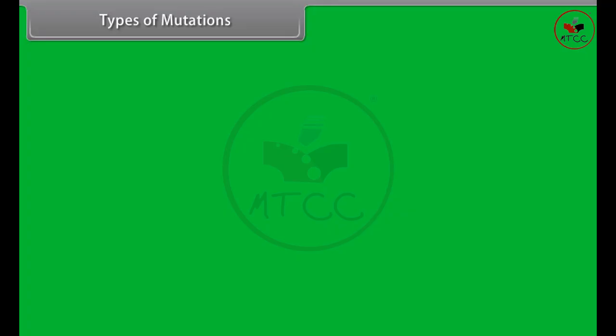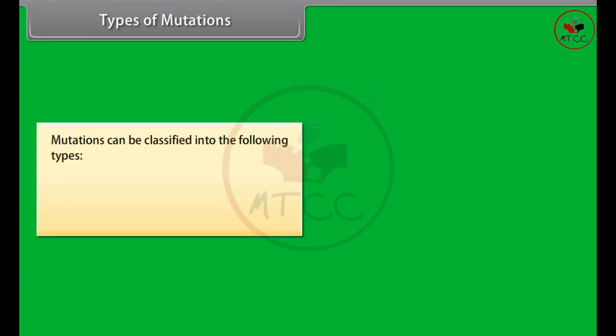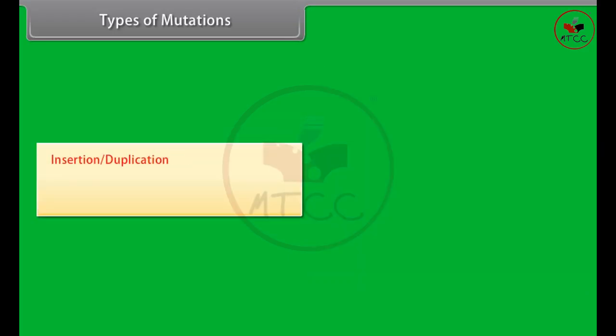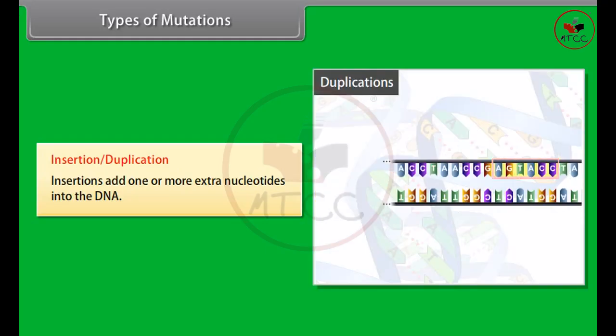Types of mutations. Mutations can be classified into the following types. Deletion. Deletions remove one or more nucleotides from the DNA. Insertion or duplication. Insertions add one or more extra nucleotides into the DNA.